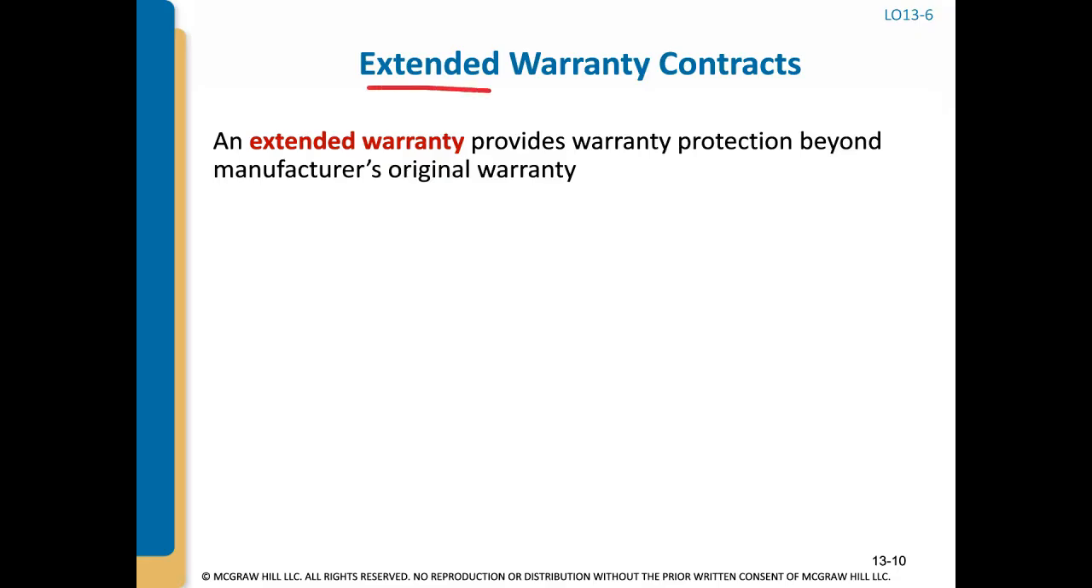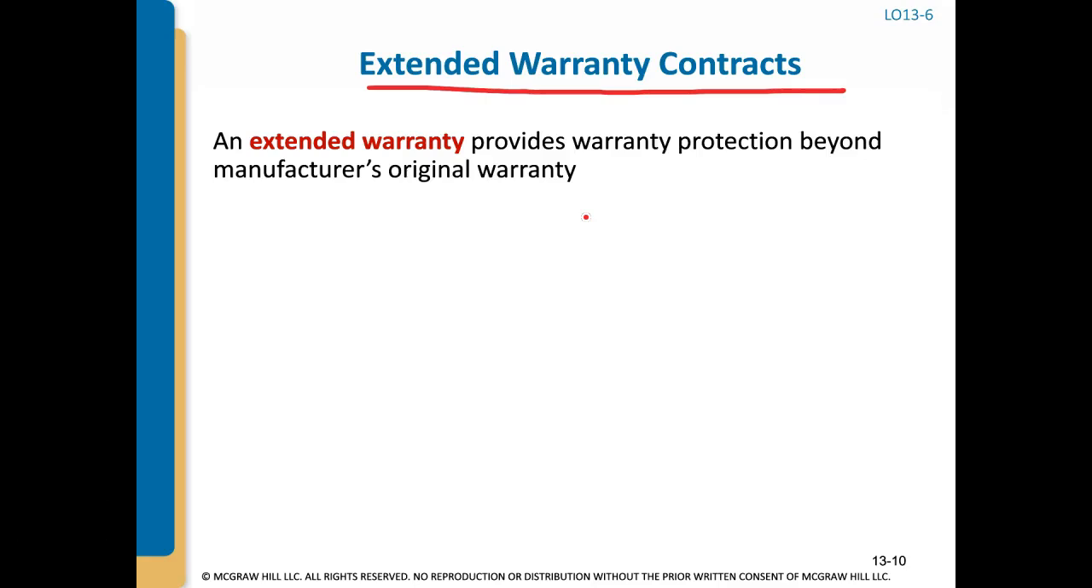Now we're going to talk about extended warranty contracts. Extended warranty contracts are warranties that go beyond the manufacturer's original warranty. So in my car example, if you buy a car for $30,000 with a 4-year, 48,000-mile manufacturing warranty, that comes with the cost of the car of $30,000.